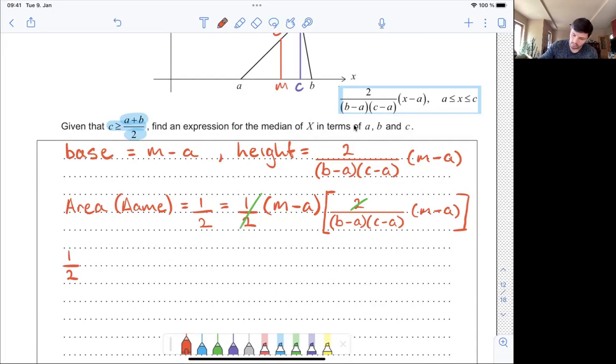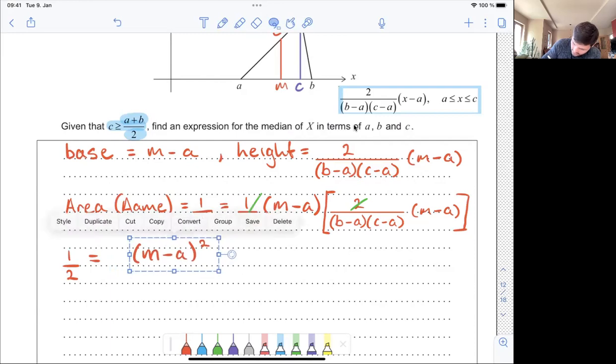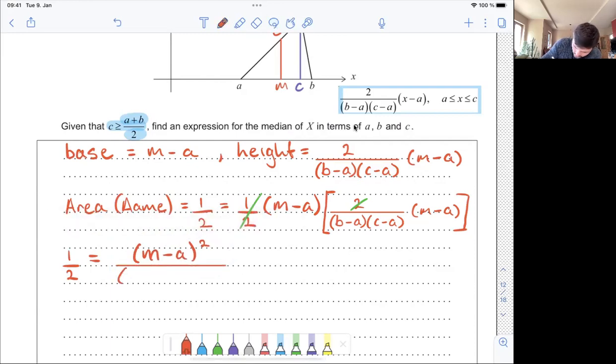So we're going to end up having M minus A multiplied by M minus A on the numerator, so we'll just get M minus A squared. Let's move this slightly over. And then we're going to get on the denominator B minus A multiplied by C minus A. C minus A. All right, lovely.